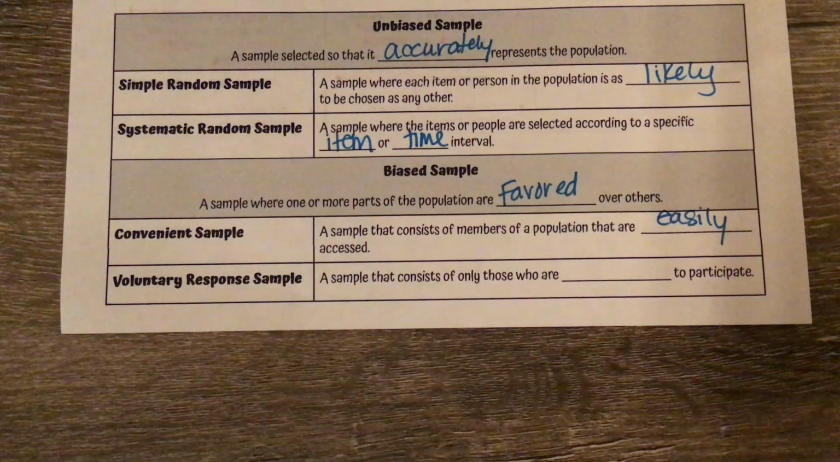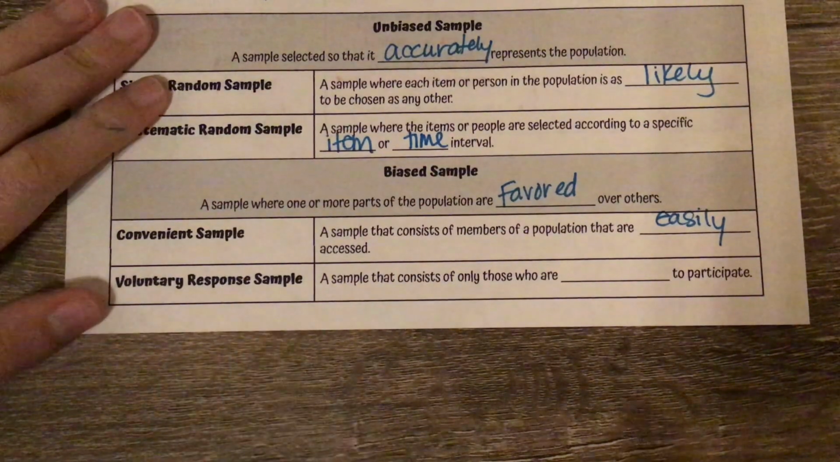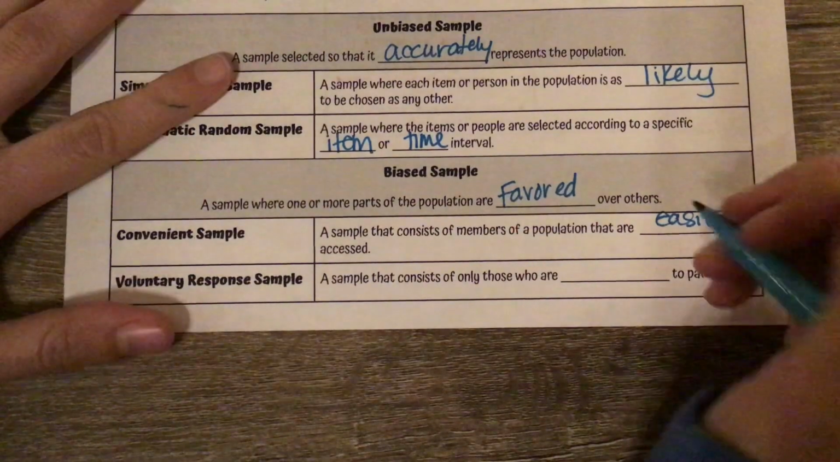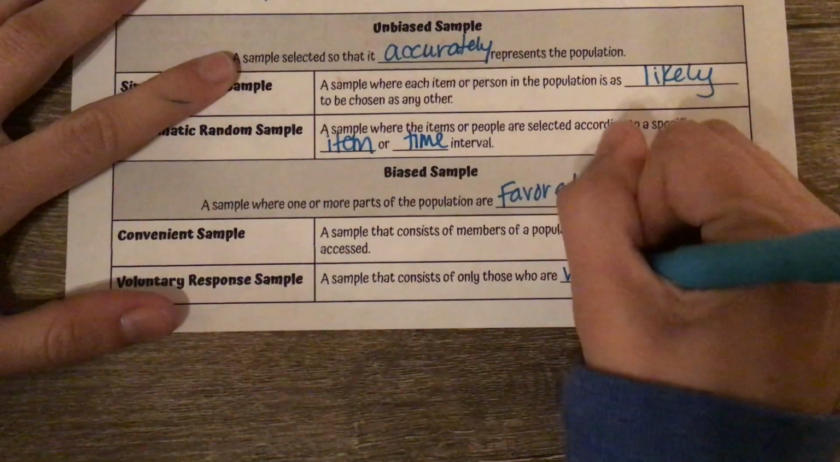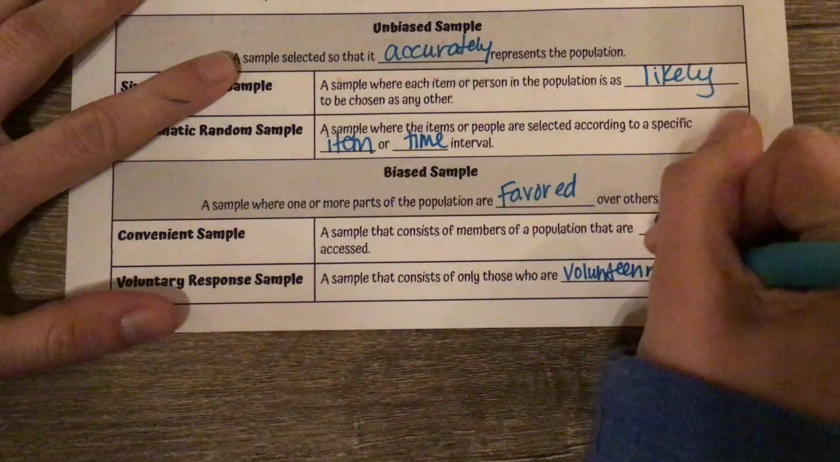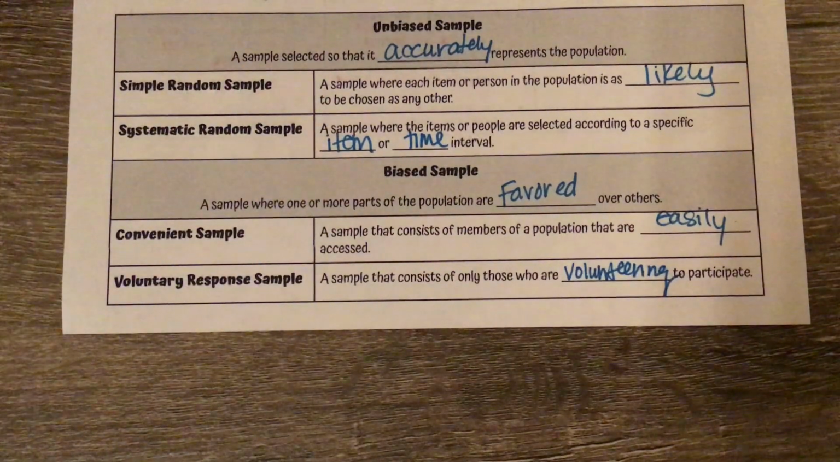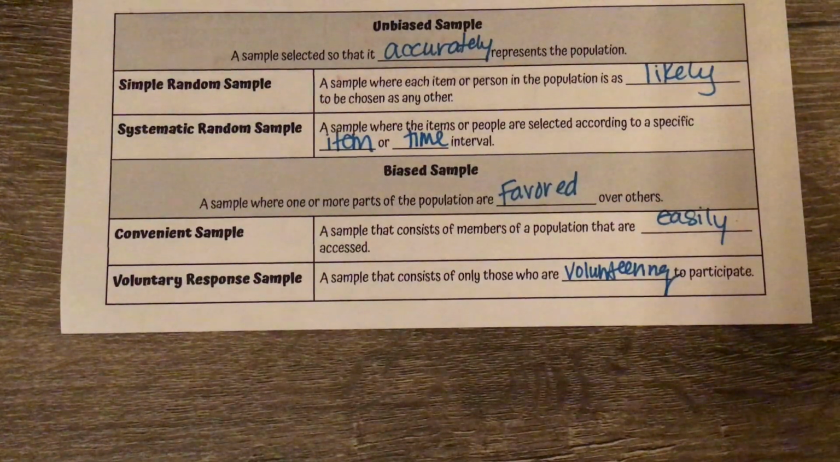I was being lazy. The other example is voluntary response sample, which is a sample that consists of only those who are volunteering, makes sense, like the name, to participate. So if there's a voting booth, or you're saying, hey, please participate in this, and they're choosing to do it, that's a voluntary response sample. Or if you think of like Yelp reviews of restaurants, those are people volunteering to respond, and it's biased because a lot of times you either have really good reviews or really bad reviews. It's not every single person reviewing the restaurant.